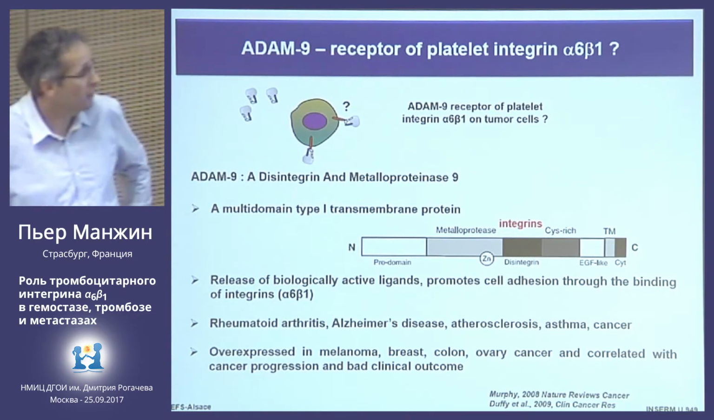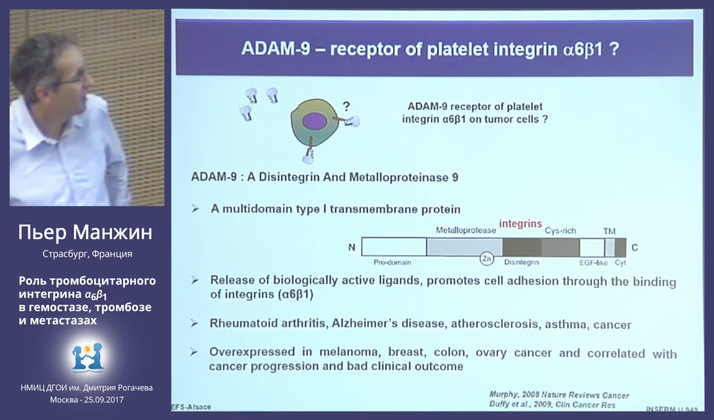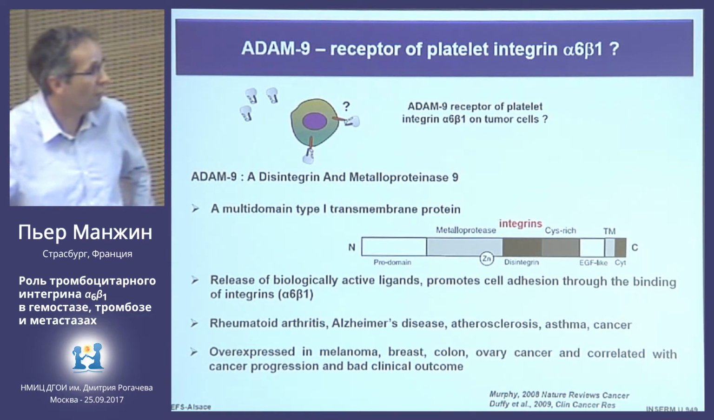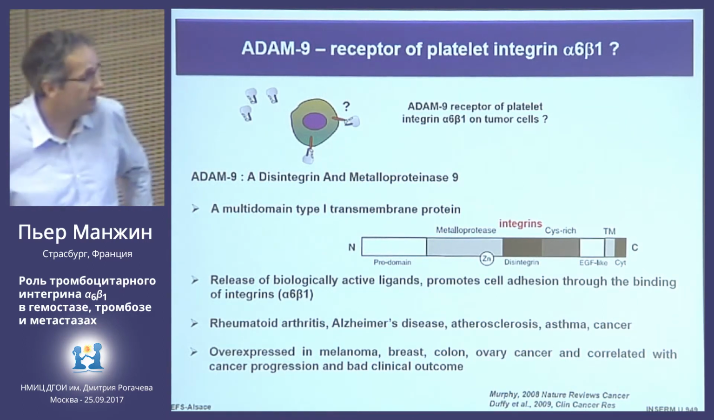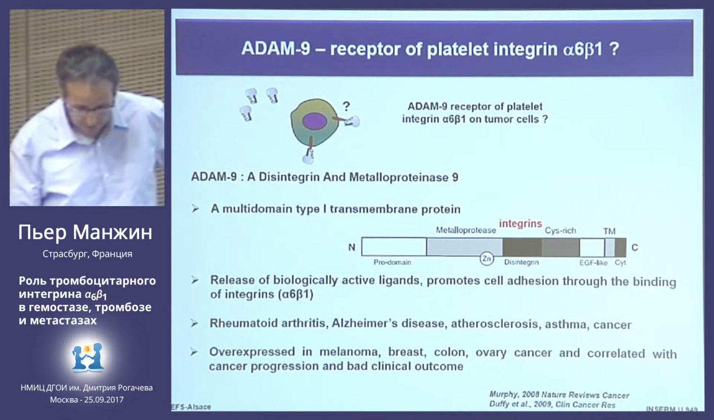So it's involved in various diseases: rheumatoid arthritis, Alzheimer's disease, atherosclerosis, asthma and cancer. And concerning cancer, it has been shown to be overexpressed in melanoma, breast, colon and ovary cancer, to be correlated with cancer progression, and there is a bad clinical outcome linked to the expression.